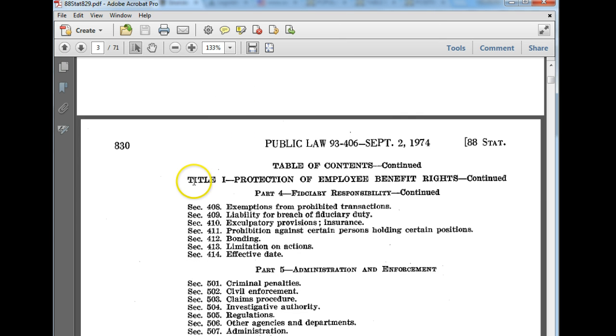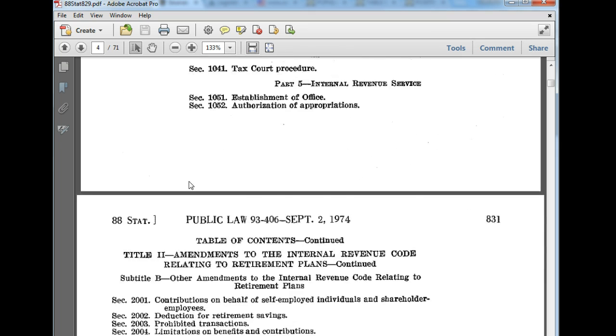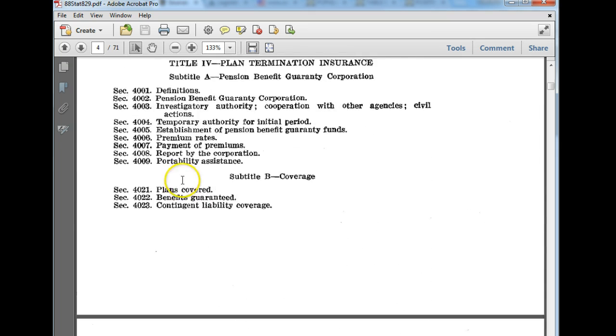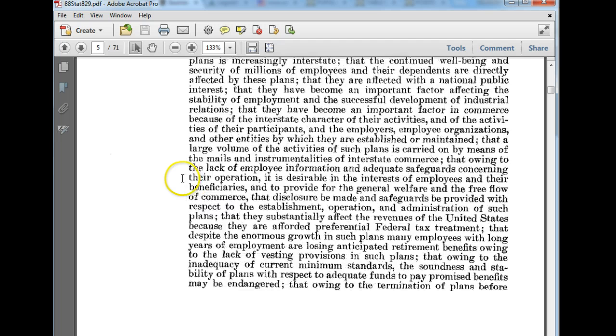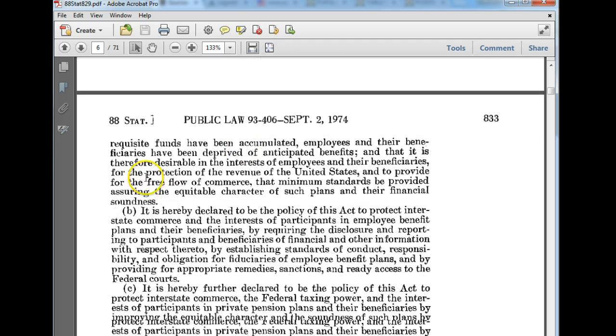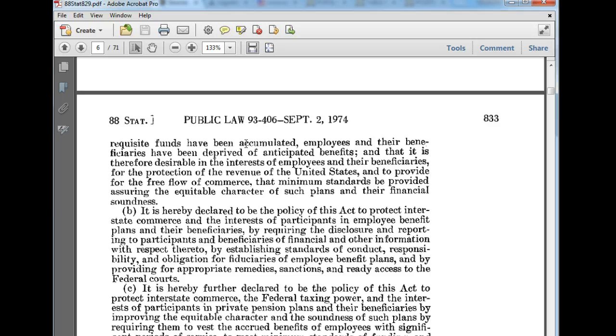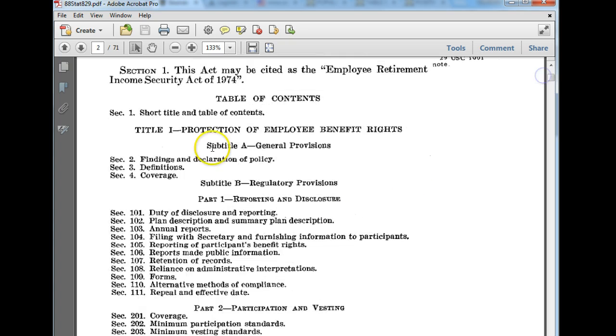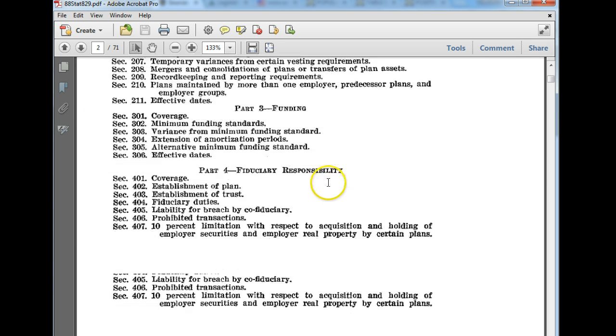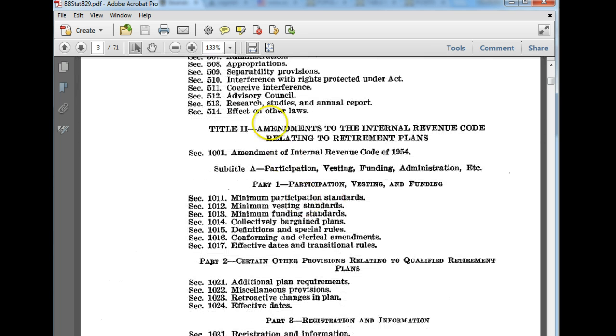Okay. How do we know what sections stayed the same and what got amended? Maybe even several times, right? Because 1974 was a long time ago. And we might also notice in ERISA, and let me scroll back up, we have a section about employee benefit rights. And if I scroll down a little bit, we have a section relating to the Internal Revenue Code.